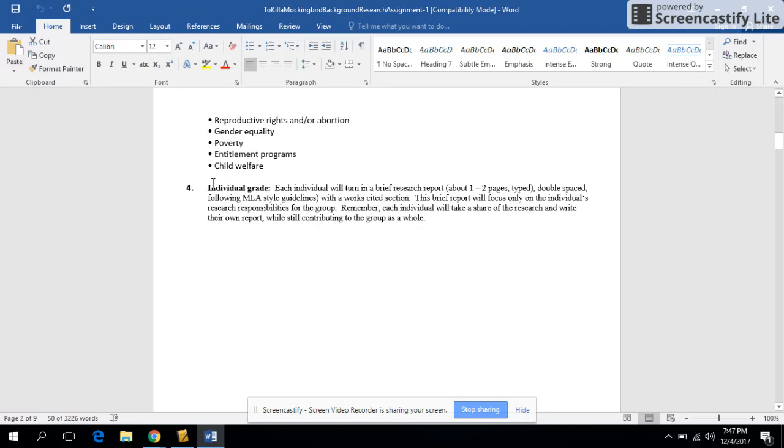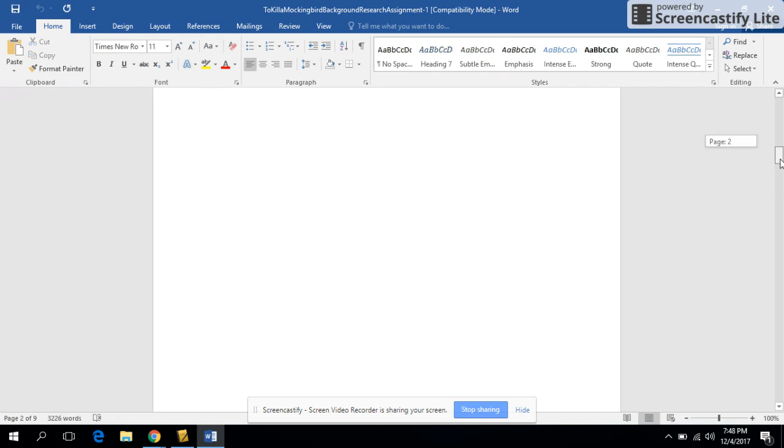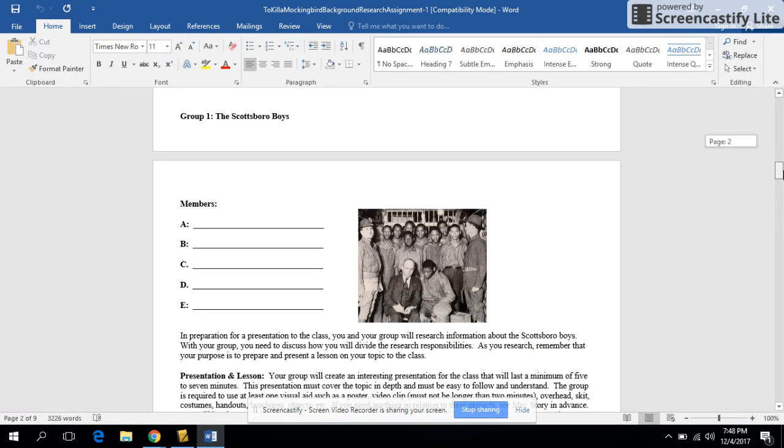And the individual grade, basically you're going to tell me what part you did in this group. So there are going to be no slackers in this group because you're going to be teaching. There is no room for slackers in a group of people teaching. You're going to turn in a 1 to 2 page MLA report telling me exactly what you did during this period, and I'll talk to you about that when I scroll down here in just a minute. So here are some of your topics. Number 1, the Scottsboro Boys.